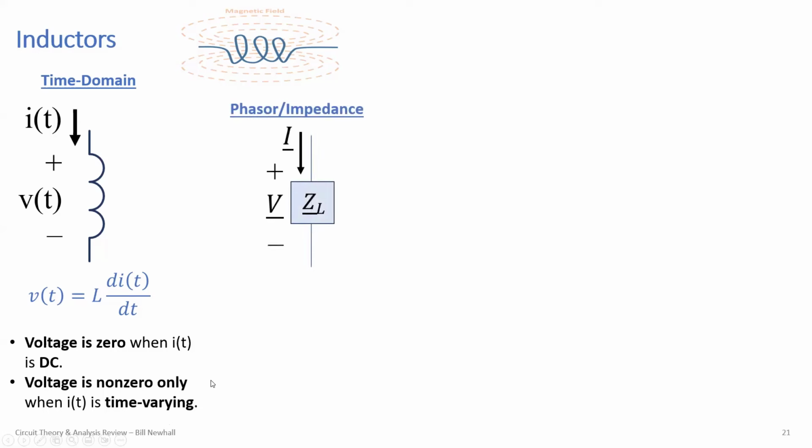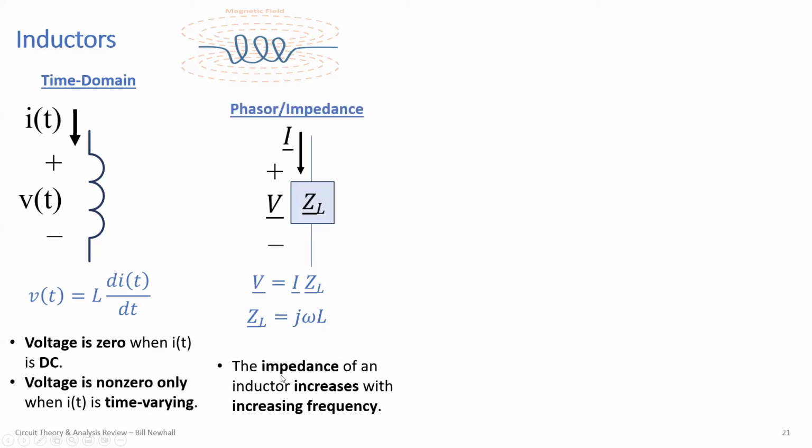Okay. And using phasor notation, here's voltage, current, and impedance of that inductor, where impedance is jωL. And then V equals IZ. Looks like Ohm's law, but with complex numbers. And you can see that the impedance of an inductor increases with increasing frequency. So you can actually use inductors to block AC at higher frequencies because the impedance goes up.